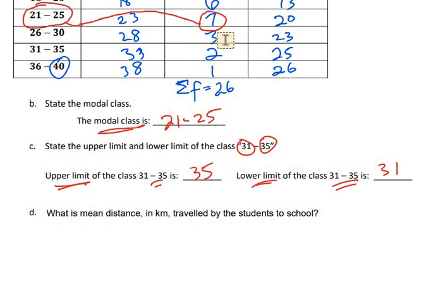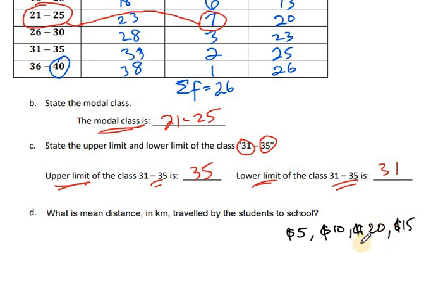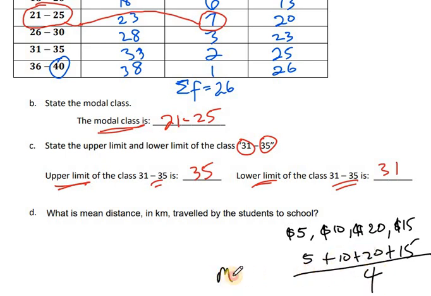Now, the next question asks, what is the mean distance in kilometers traveled by the students to school? For us to get the mean, understand what we're saying here. Let me just do a quick example. Let's say you get $5 on a Monday, $10 on a Tuesday, $20 on Wednesday, and $15 on Thursday. What is the mean of the amount of money you get in the 4 days? This is just talking about the average, the arithmetic mean. So what we do, we add up the values, 5 plus 10 plus 20 plus 15, and we divide by the number of values, which is 4. And the answer to that is what is known as the mean, the average, sometimes referred to as X bar.